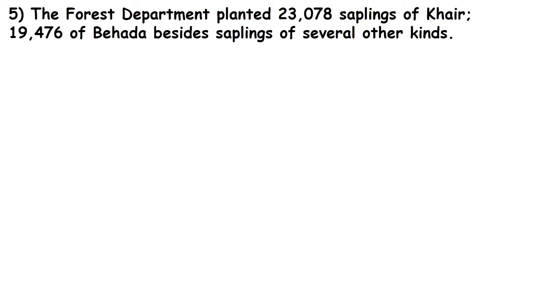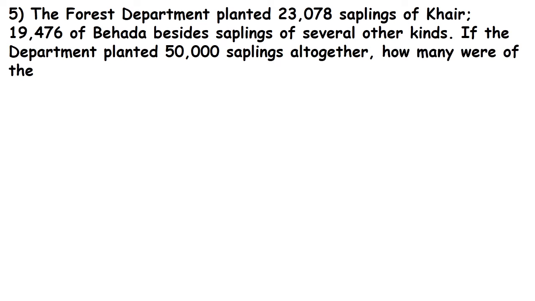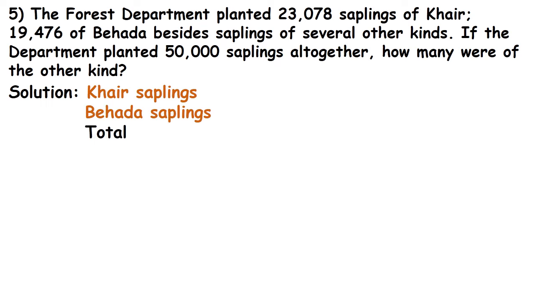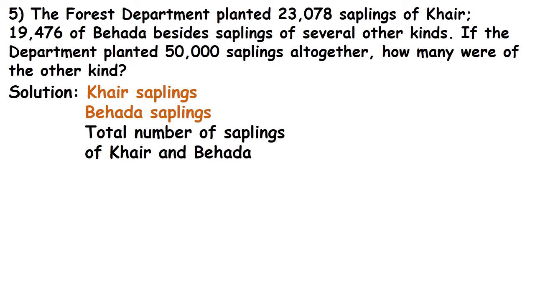The forest department planted 23,078 saplings of kher, 19,476 of behara, besides saplings of several other kinds. If the department planted 50,000 saplings altogether, how many were of the other kind? So for that, we will add the saplings of kher and behara together. Kher saplings are 23,078, whereas behara saplings are 19,476. Let us add them up.